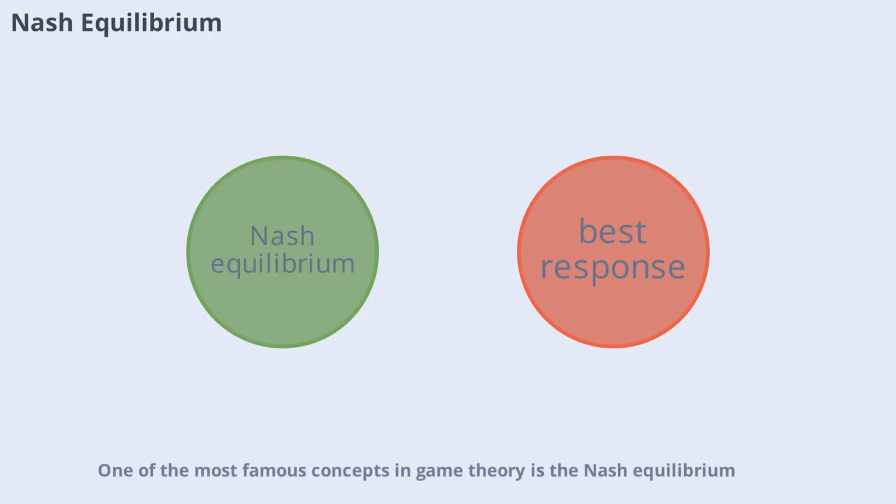One of the most famous concepts in game theory is the Nash Equilibrium. This is a situation where no player can improve their payoff by changing their strategy as long as others keep theirs unchanged. In other words, everyone is doing the best they can given what others are doing. Nash Equilibrium helps explain why certain outcomes persist, even if they're not the best for everyone involved.